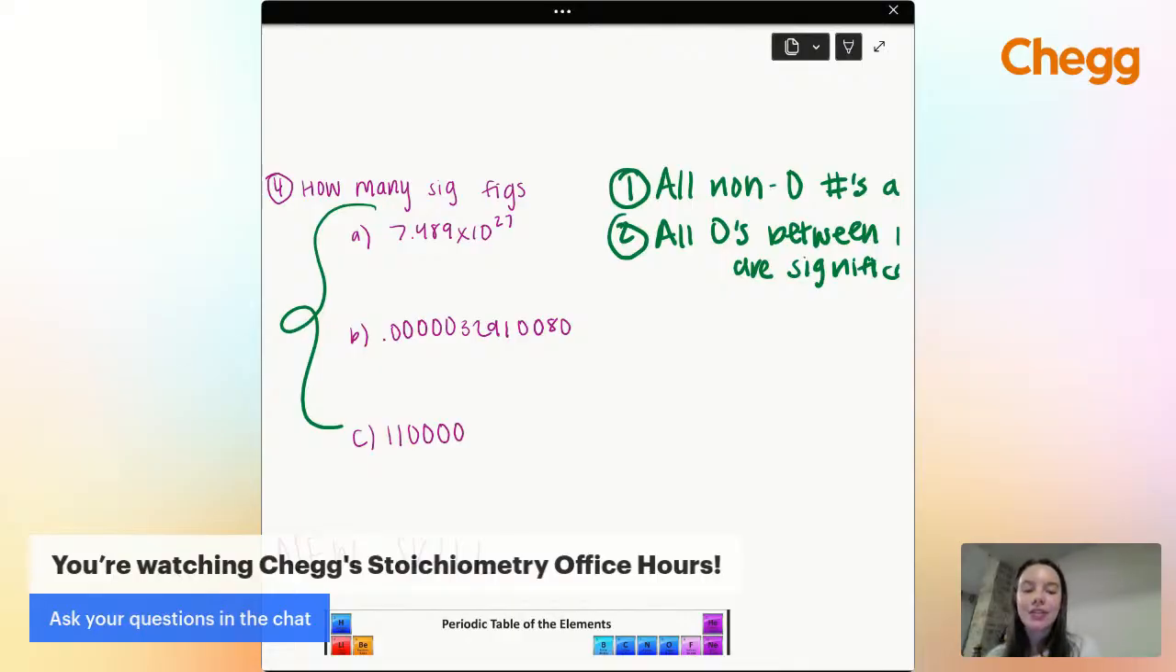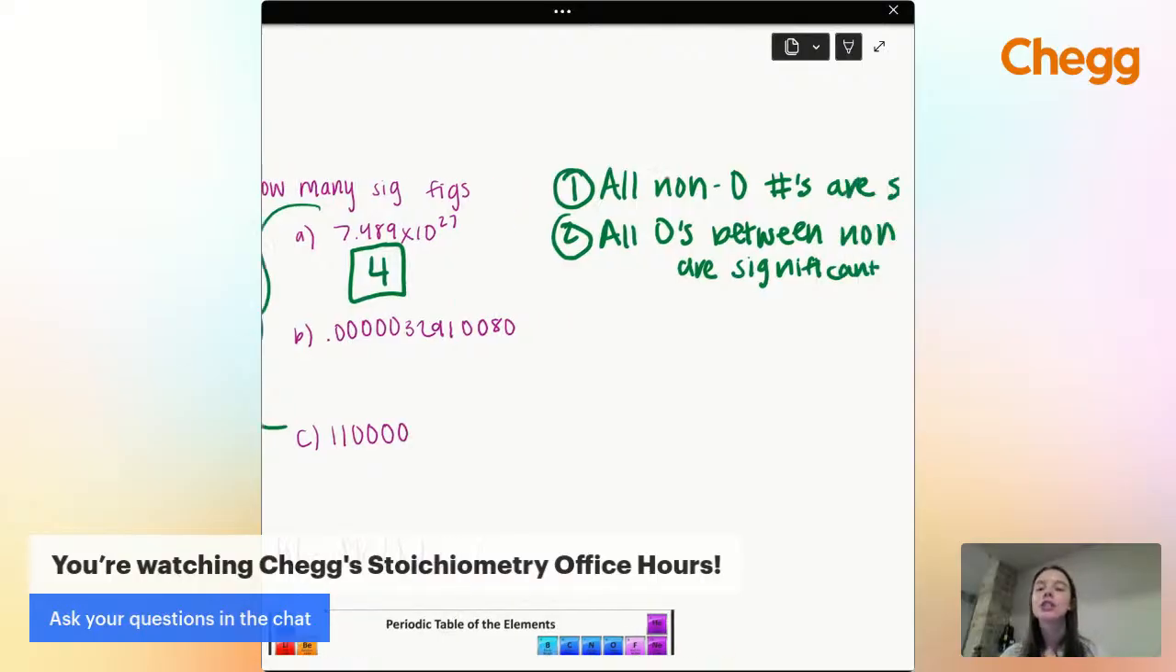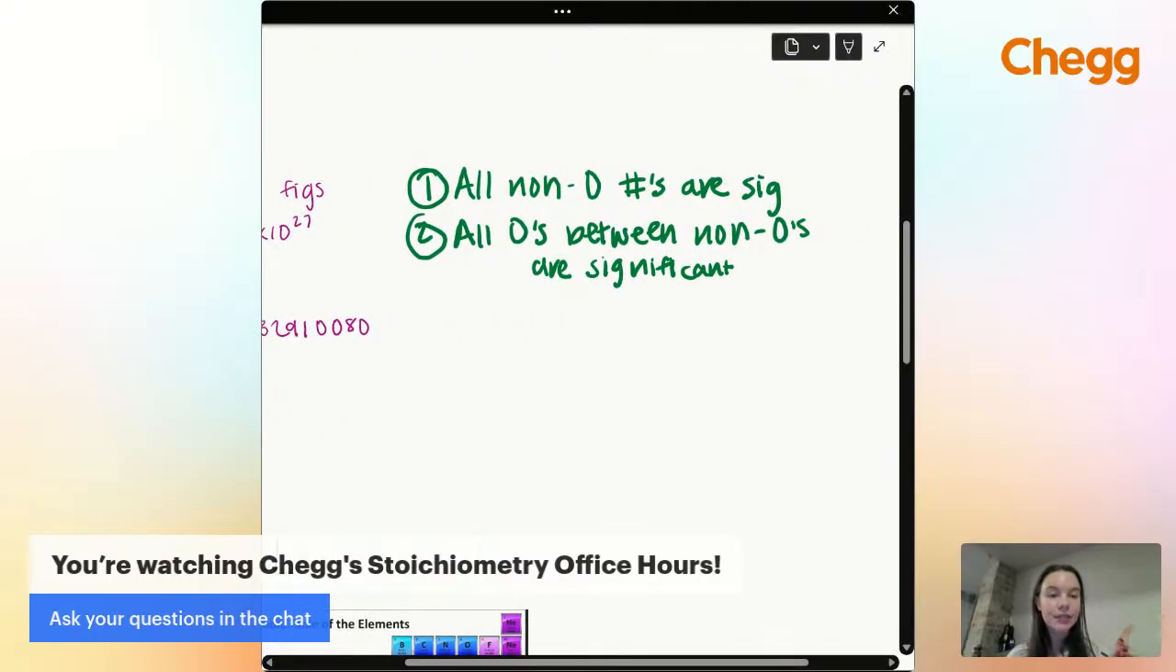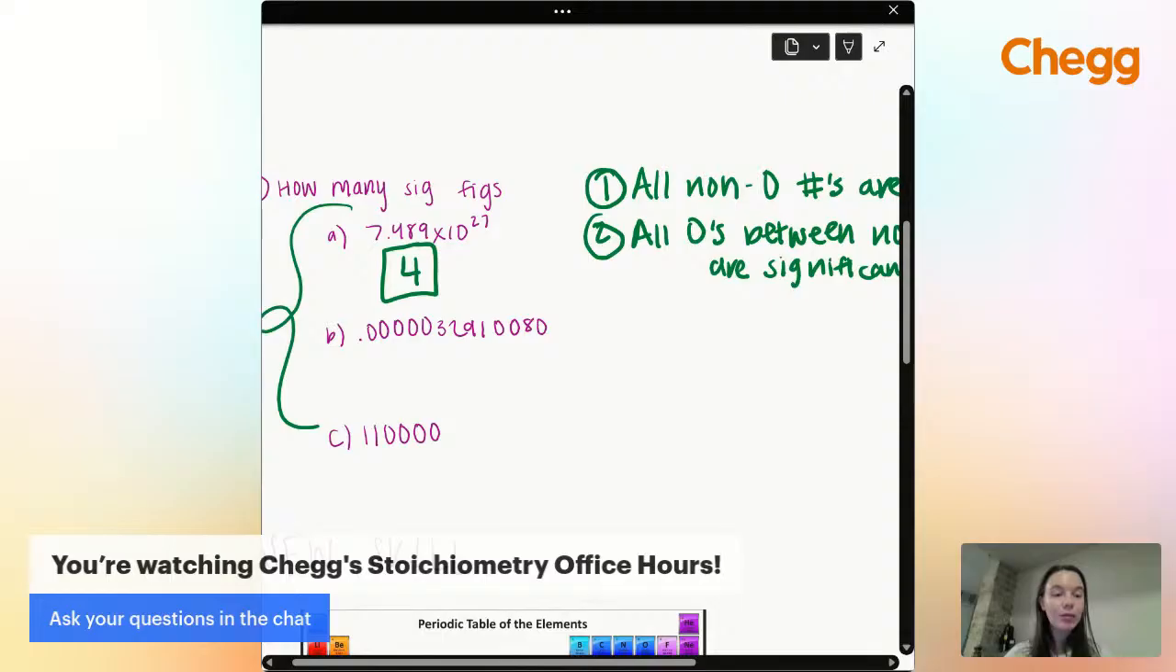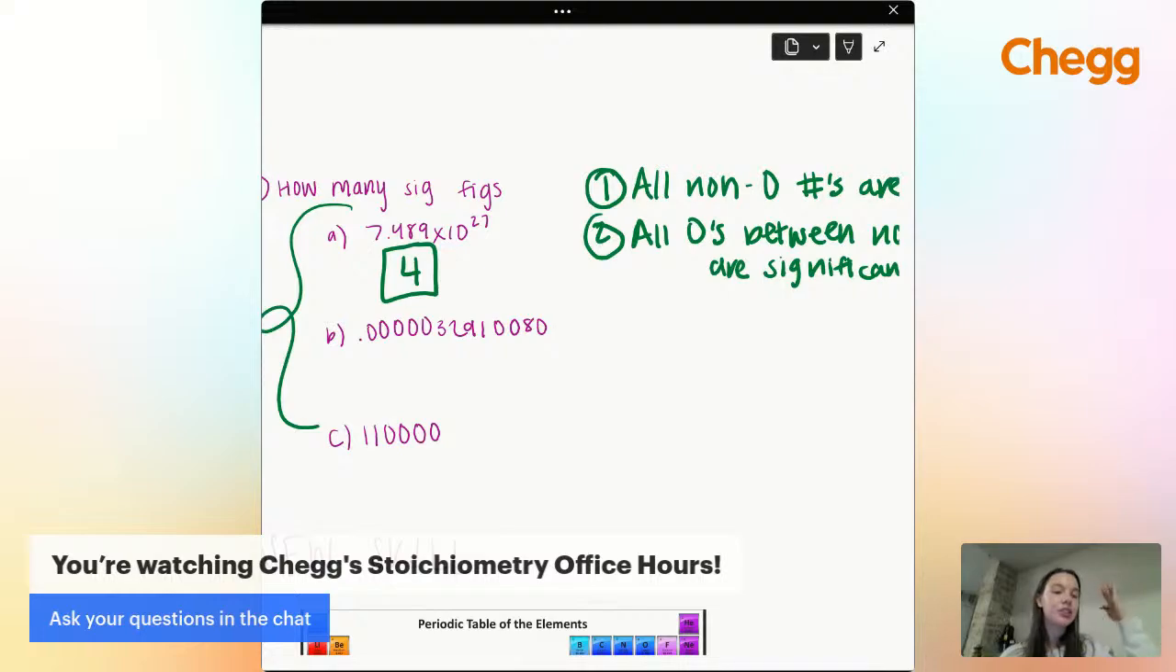All right, if you said 4, you are absolutely correct. I'm going to show you all how I got that. So our rules: all non-zero numbers are significant and all zeros between non-zeros are significant. So in this problem, we only have 4 non-zero numbers because this 10 to the 27th is just a bunch of zeros. And we have no zeros between those non-zero numbers. So we have 1, 2, 3, 4. Send a thumbs up in the chat if you're understanding how I got that 4. That one was kind of an easier one to start with.